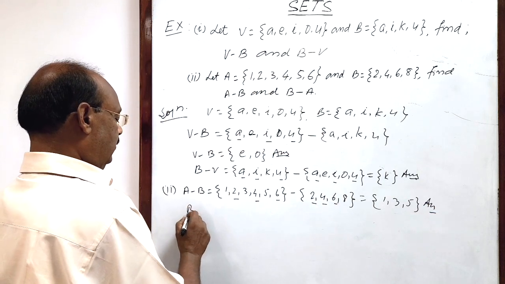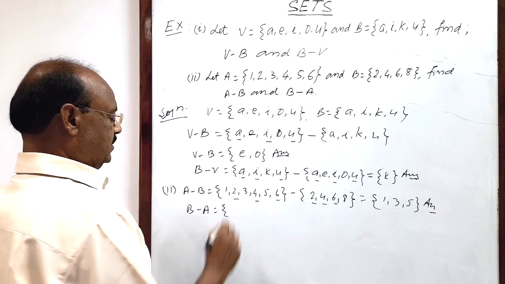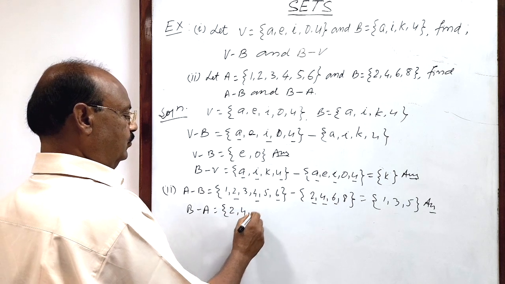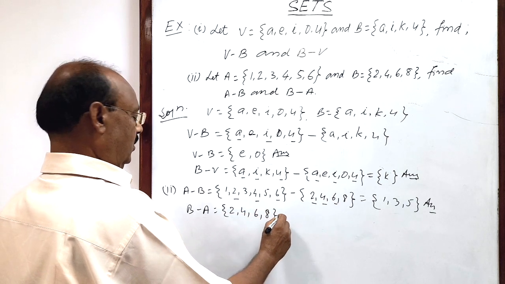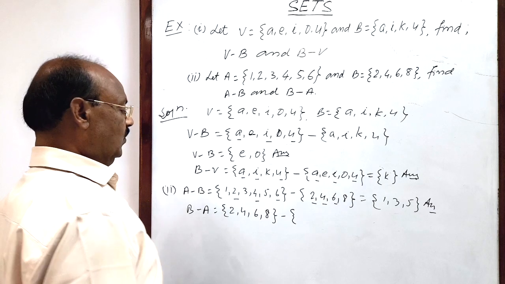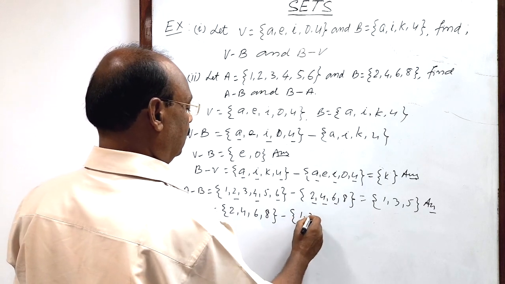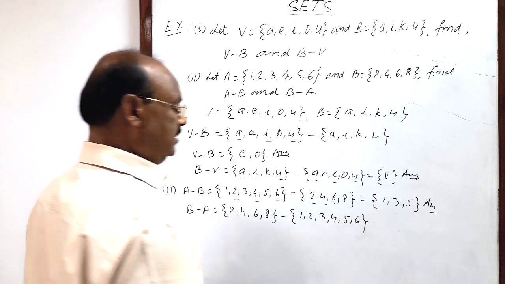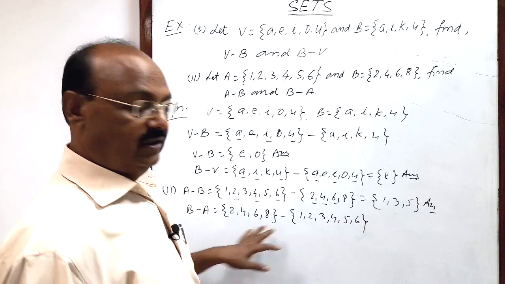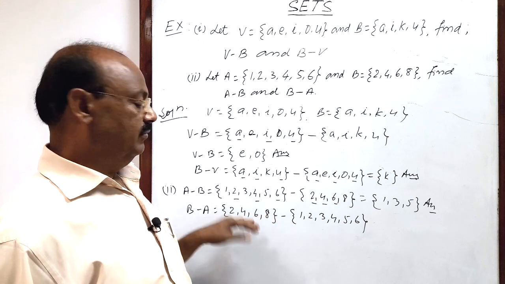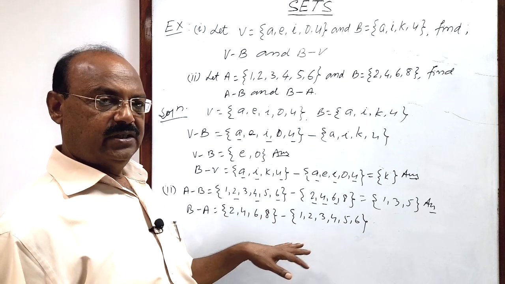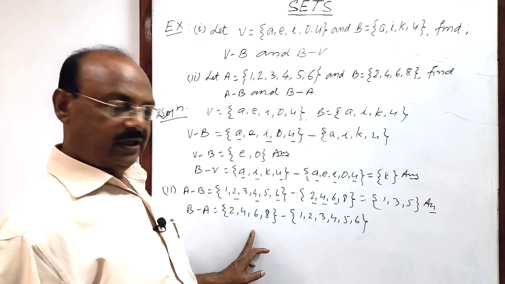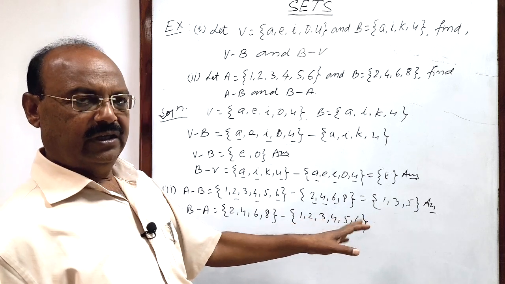Now we can get B minus A also. So first of all we will write set B. Set B is having elements 2, 4, 6 and 8 minus set A. Set A is having elements 1, 2, 3, 4, 5 and 6. In this case, again we will observe and find common elements in both the sets, and common elements will be removed from this set B. The remaining element will be available in the answer.